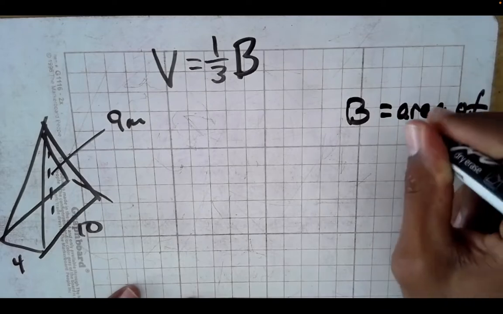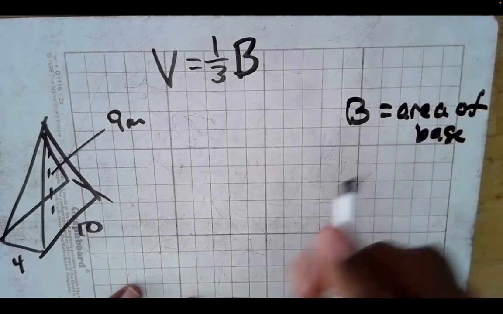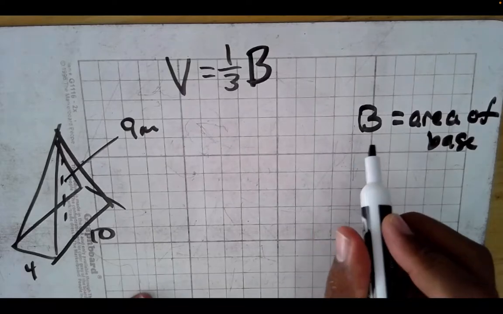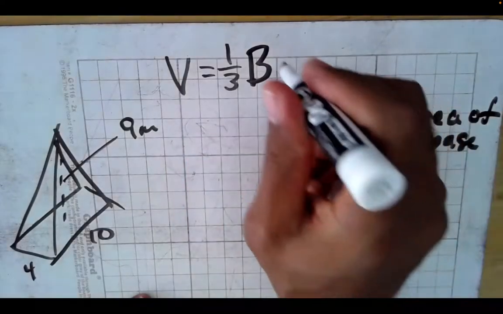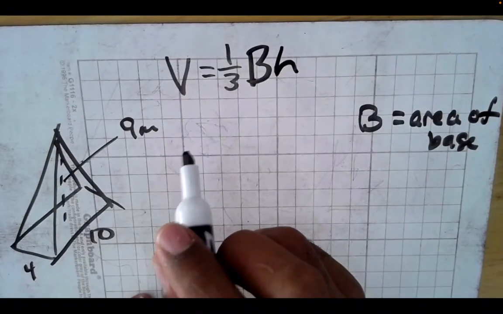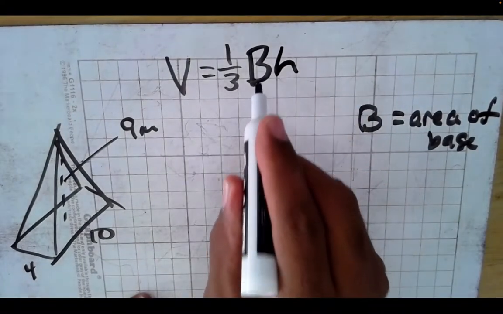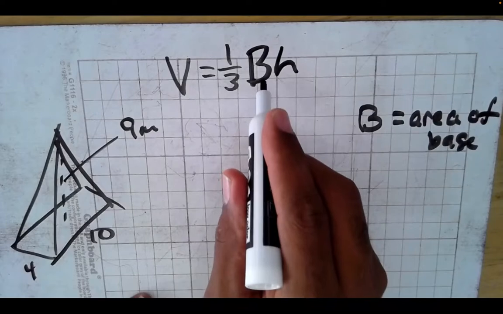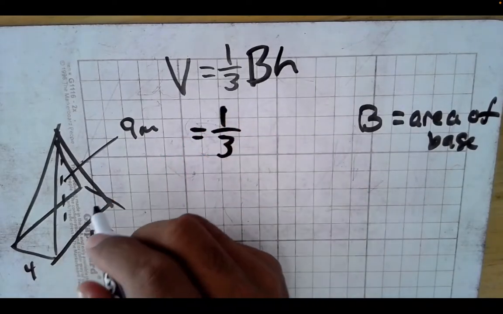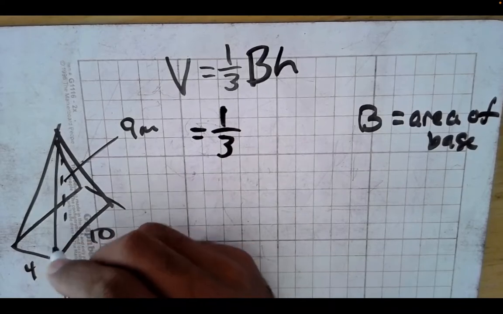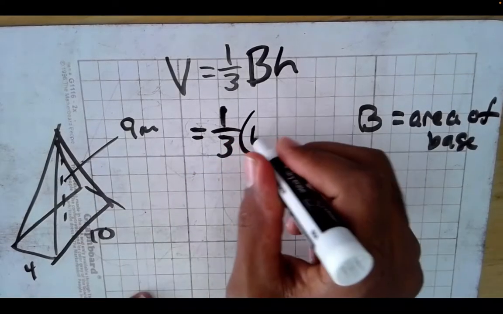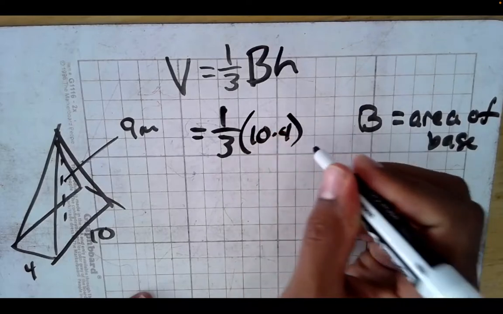So big B is area of the base. Every base is a little bit different with each shape, so you have to find the area and then multiply that times 1/3 and its height. So 1/3 times base times height. The first thing we're going to focus on is the area of the base. If it's a rectangle, that means it's just length times width, 10 times 4.